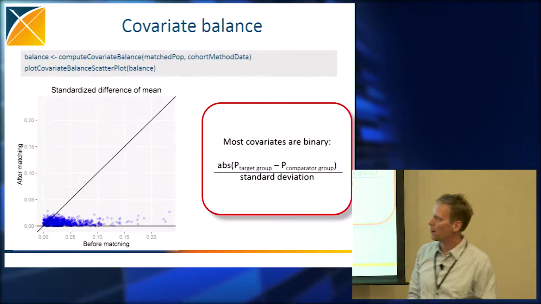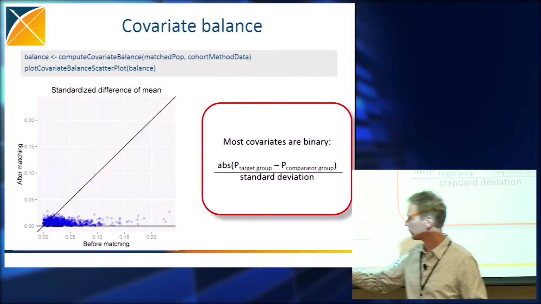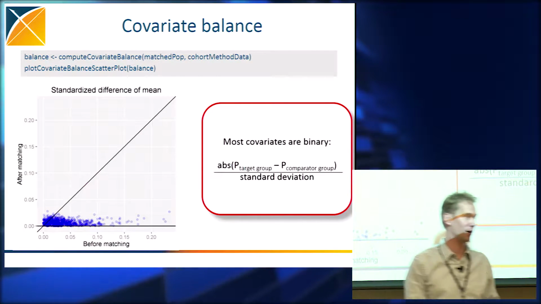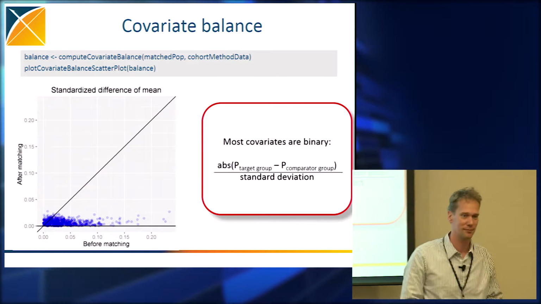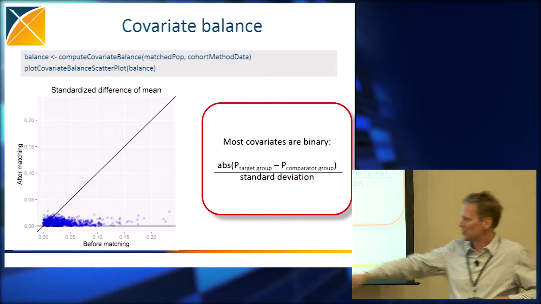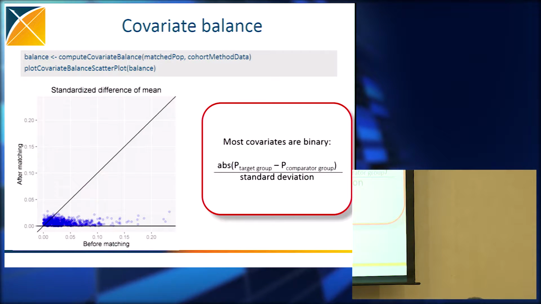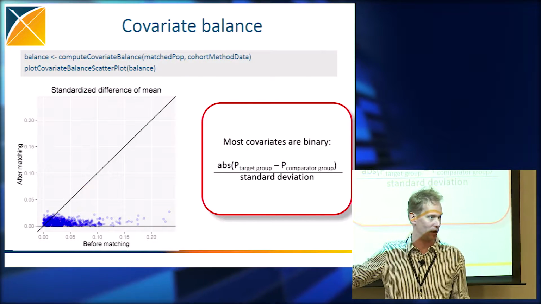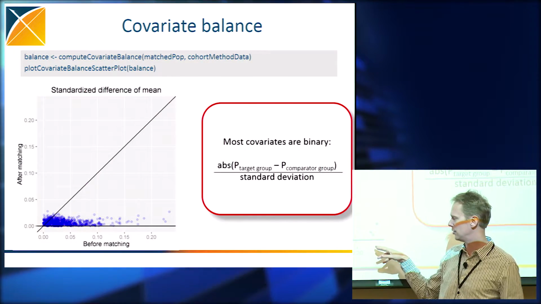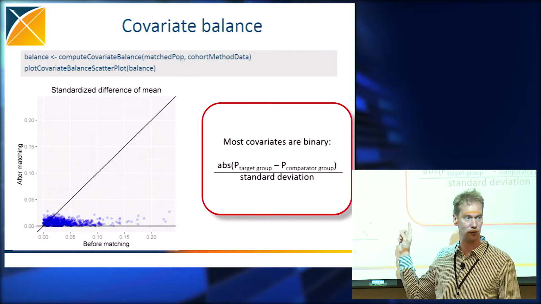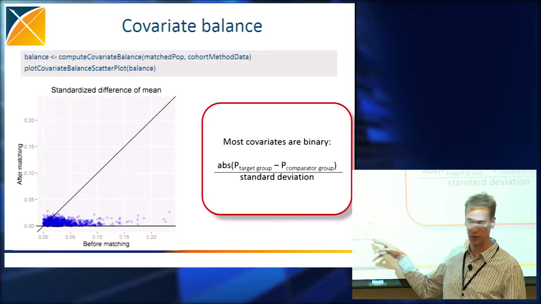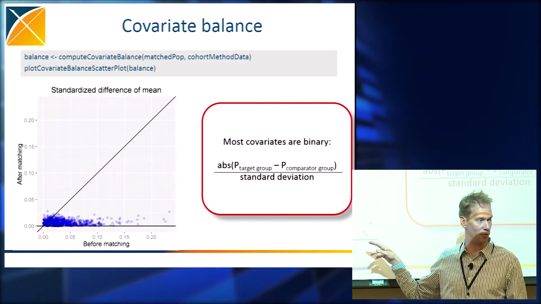And a rule of thumb is a standardized difference of 0.1 or smaller is acceptable. And don't ask me why, but that is what people do. And so this plot is showing you every blue dot is a covariate that went into the model. So we had 827. On the x-axis, it's showing the standardized difference before matching, and on the y-axis after matching.